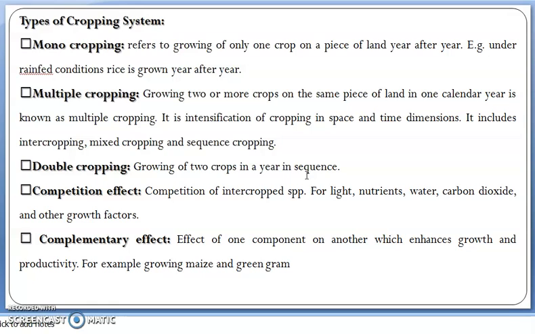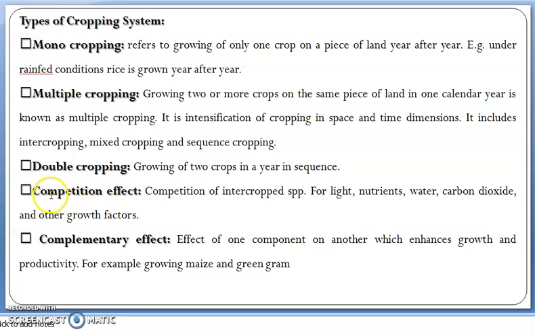Now comes the competition effect. Competition of intercrop species for light, nutrient, water, carbon dioxide and other growth factors. Generally, it happens when weeds are growing with the cultivated crop. So, definitely there will be a competition for resources between the cultivated crop and the weed species. This effect is called competition effect.